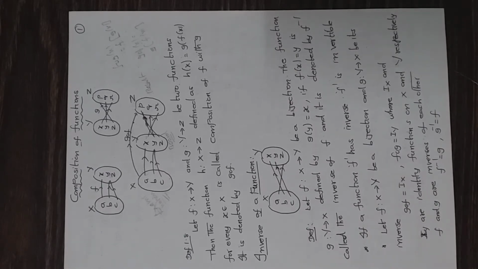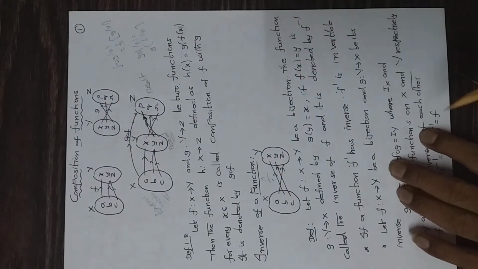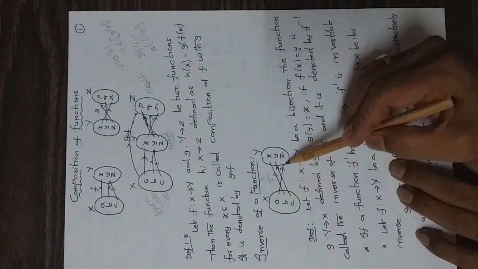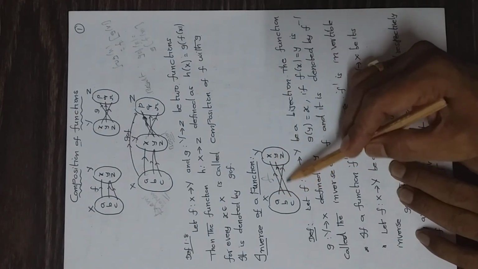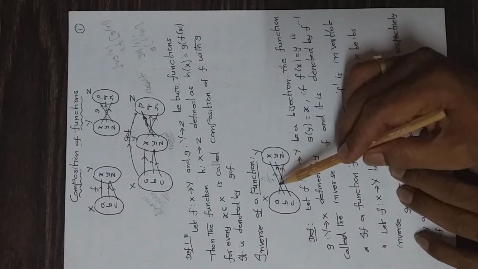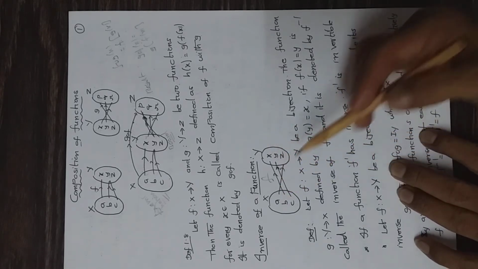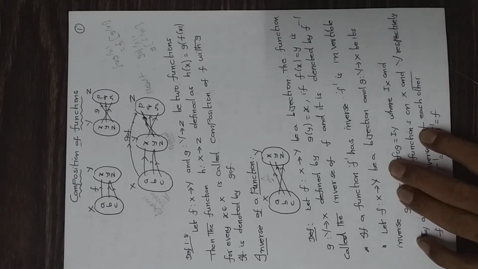Okay, but students, in order to find the inverse of the given function, the given function must be a bijective function. What is the meaning of bijective? In the earlier classes I told you, bijective means both one to one and onto. That means the given function f should be both one to one and onto. Now we will check whether this function is one to one and onto. See here, a is mapped with z, b is mapped with x, c is mapped with y. So it is a one to one function. One element is mapped with one element. Now you have to check whether it is an onto function or not. Yes, it is an onto function.